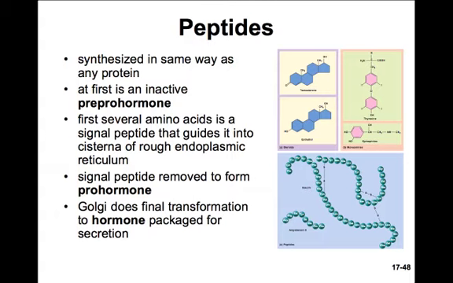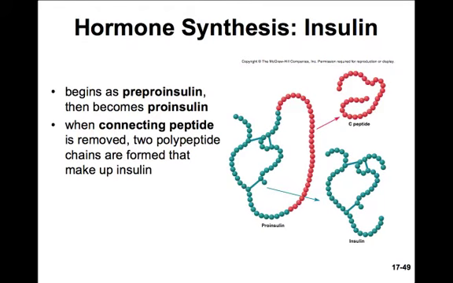Once the signal peptide is removed from the pre-pro hormone, it's called a prohormone. The Golgi apparatus does the final transformation and labeling for shipping to make it into an actual hormone that's packaged for secretion. Let's look at insulin as an example of this hormone processing.